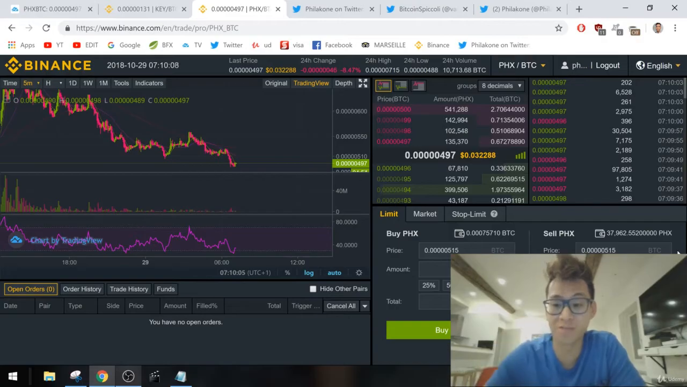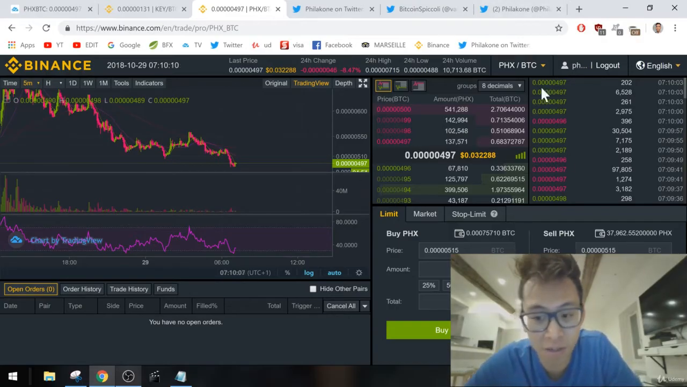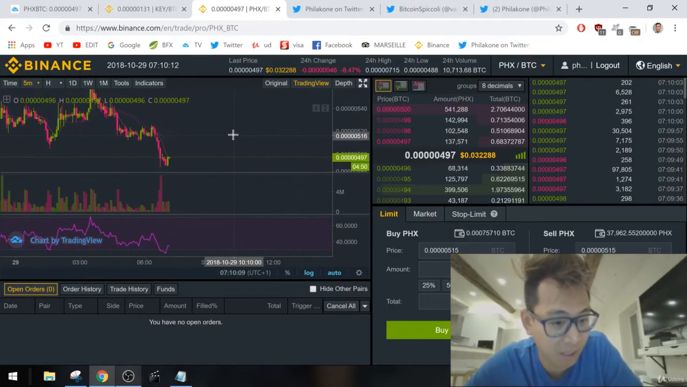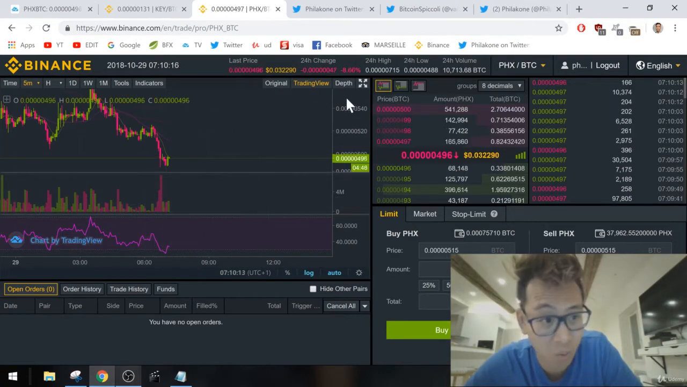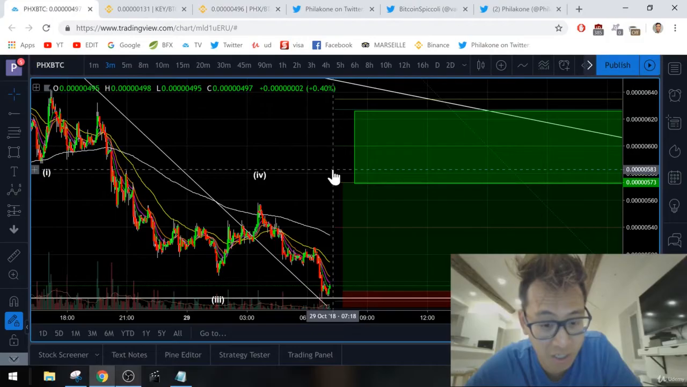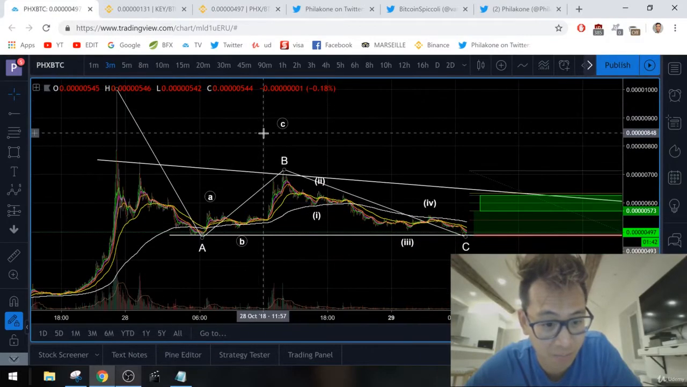Make sure you guys are focusing on this area right here, right? 497 is definitely picking up some nice momentum right now. Volume is starting to be steady as well. Yeah, if this actually ends up being an uptrend, it's going to be a pretty nice uptrend.